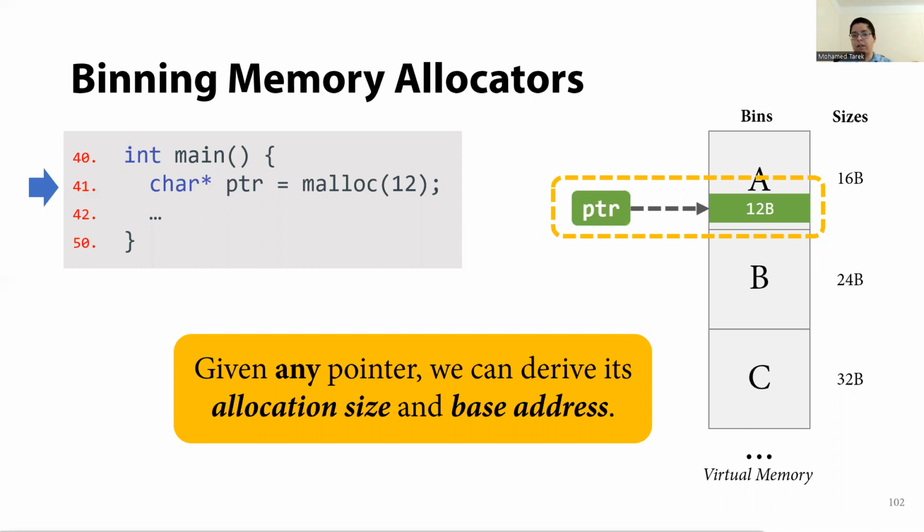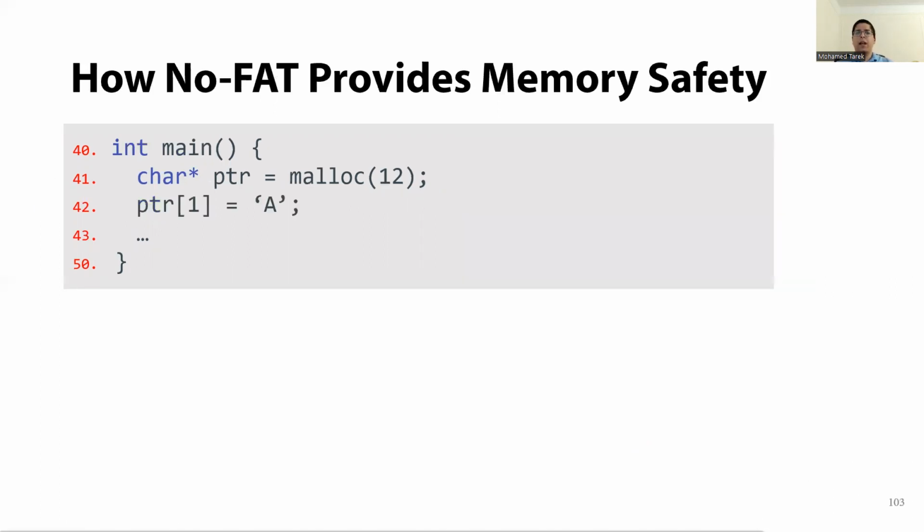I will flesh out the details of these calculations in a minute, but for now, the more important question is, how can we use this nice property to enforce memory safety? Let's explain this further by going back again to our example.